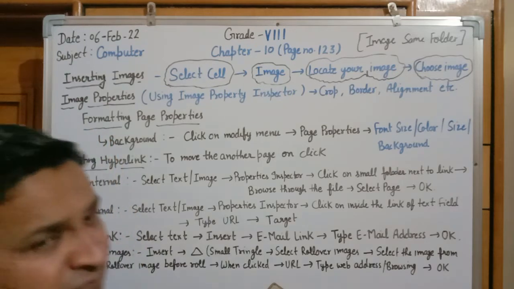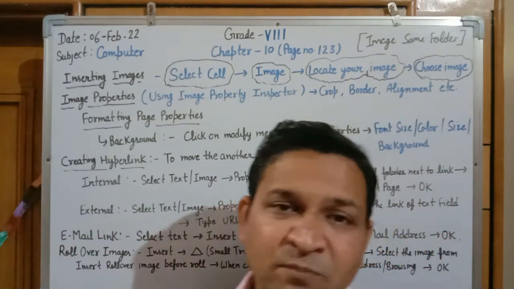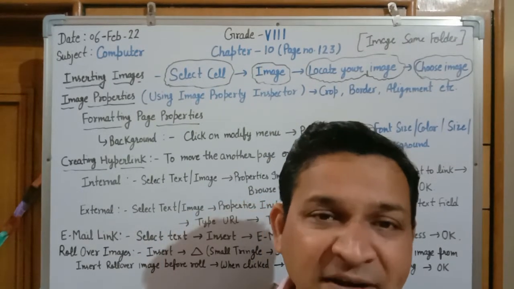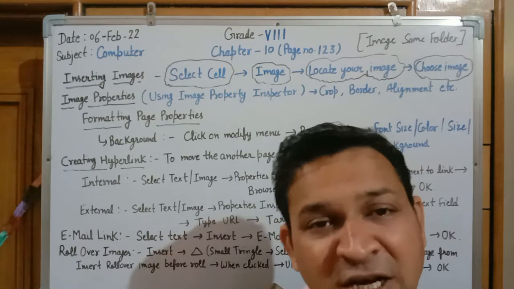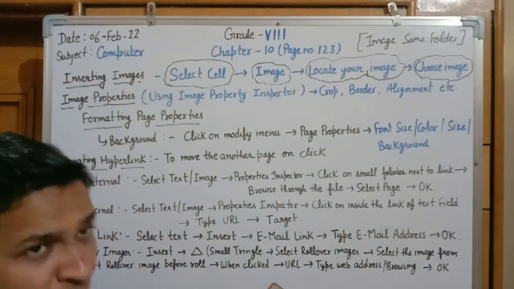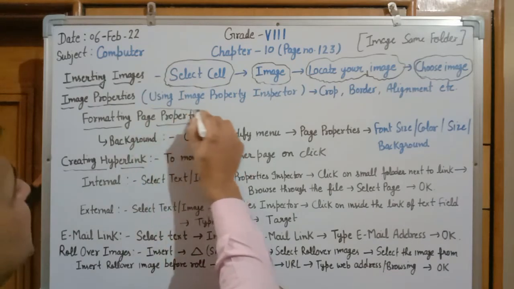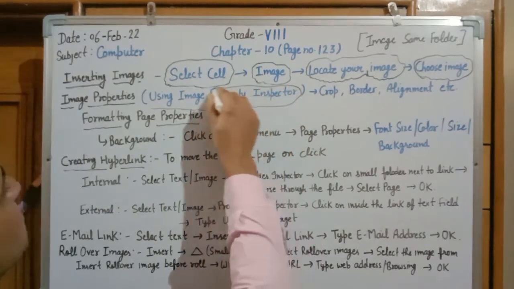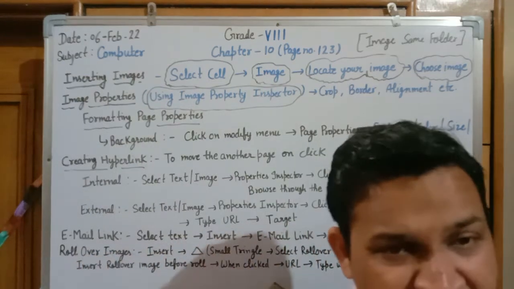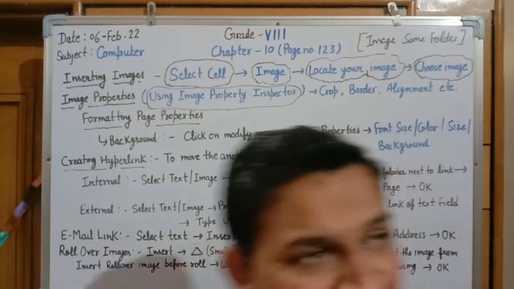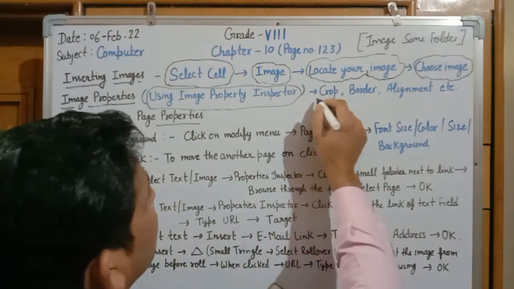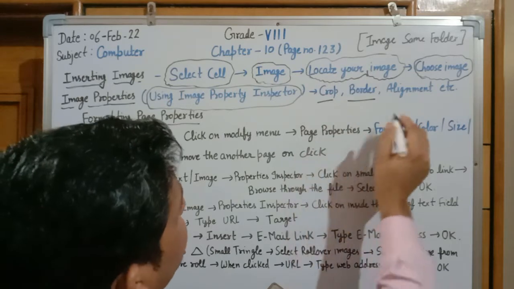Next, after insertion of the image, you need to set the properties of the image. Properties mean which elements we can add. We can insert a border, we can crop the image, we can resize the image. A number of operations can be performed. All such operations are performed by using the image property inspector option. In the image property inspector, you can crop the image, you can add a border to the image, you can set the alignment.